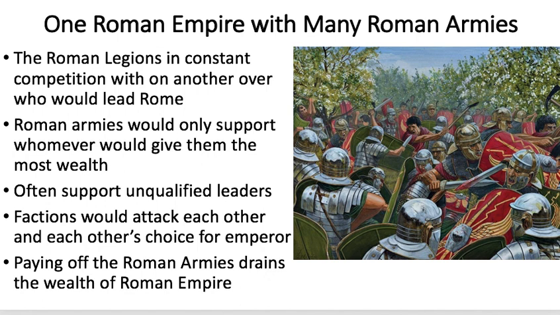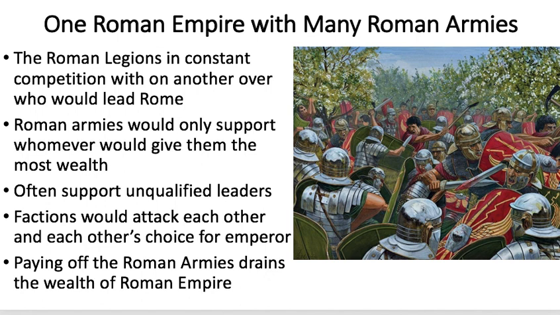The Roman military would only support whoever would give them the most wealth, and this often led Roman legions to throw their support into some pretty unqualified emperors and leaders. If Joe Schmo was really wealthy and had no political experience but would give us a lot of money, let's make him the emperor. They didn't really care about having somebody who could do a good job governing. They only cared about putting someone in power who could make them wealthier.